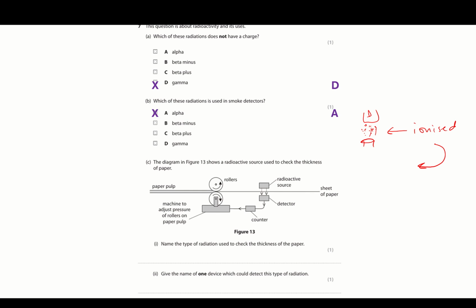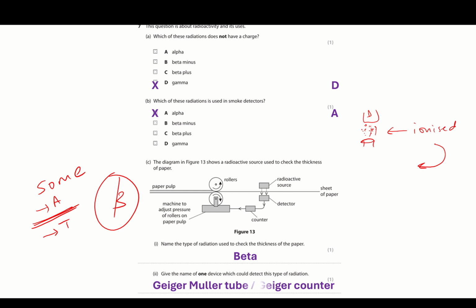Now we've got a common question and we can see here we've got the rollers and measuring thickness, and you know we need a beta source. The crucial part for that is because some is absorbed and some is transmitted, and because of that feature, that enables us to measure the thickness. So name the type of radiation to check the thickness of the paper. Beta radiation, you can use beta plus or beta minus. Give the name of one device which could detect this type of radiation, and that's your Geiger-Müller tube or your Geiger counter.